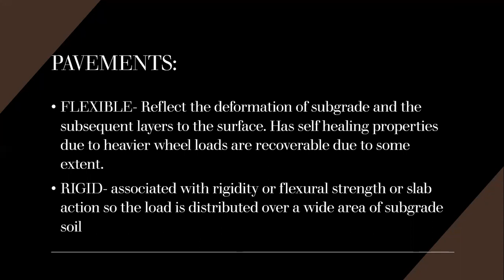Now, to differentiate these two pavements, the flexible pavement consists of series of layers with the highest quality. However, the rigid pavement consists only of one layer, Portland cement concrete slab. Now, in flexible pavement, it reflects the deformation of subgrade. However, in rigid pavement, it is able to bridge over localized failures and areas of inadequate support.